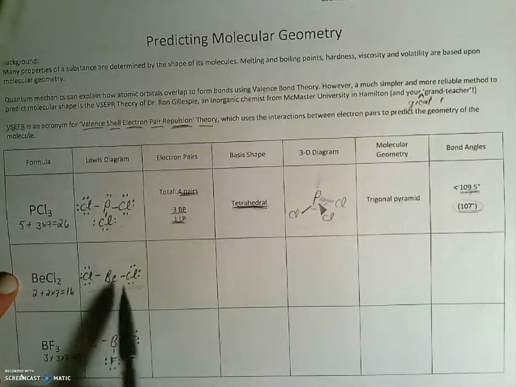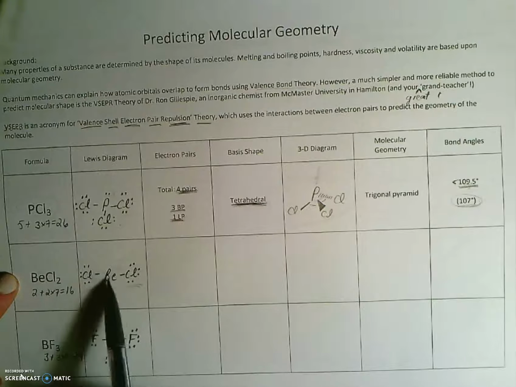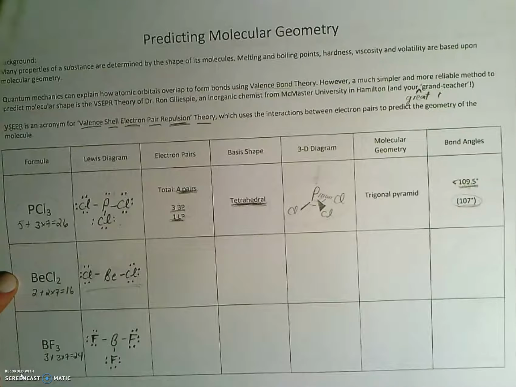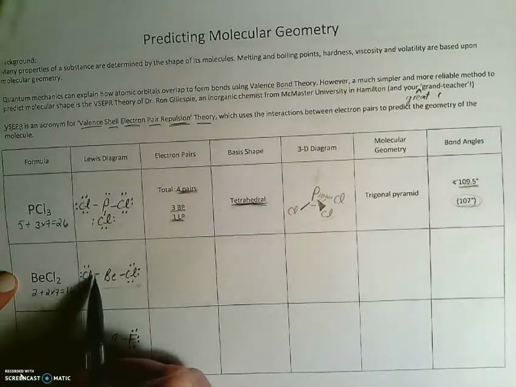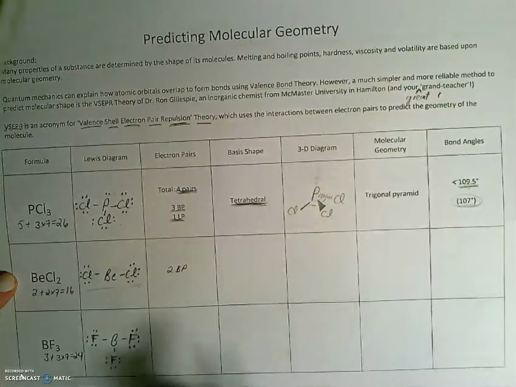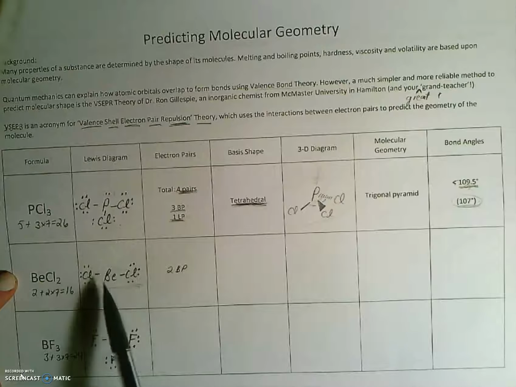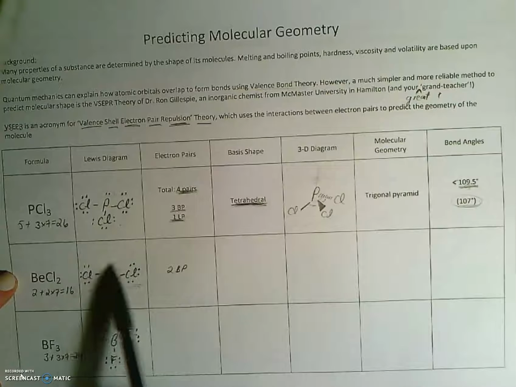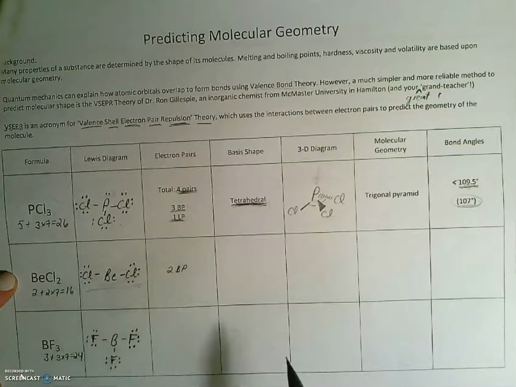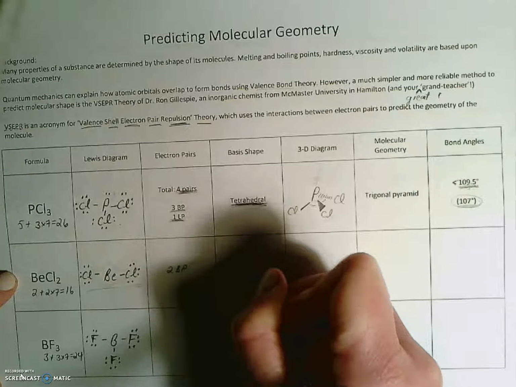That's an example of something with a smaller or contracted octet. Beryllium is okay with just these 4 valence electrons. So around beryllium, I really just have 2 bonding pairs and no lone pairs, so 2 pairs in total. And I'm sure you can guess, if I have just 2 electron domains that are repelling each other, the way they can be as far away from each other as possible is to make a straight line. So the basic shape here is linear.